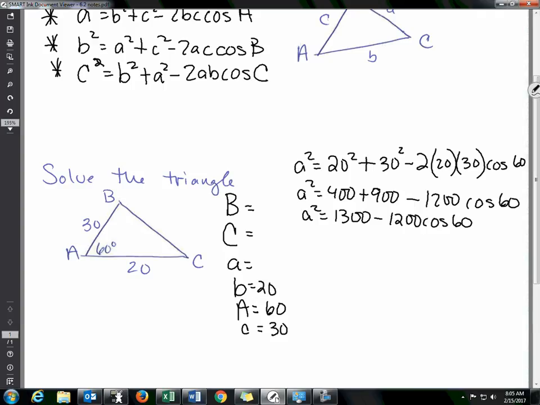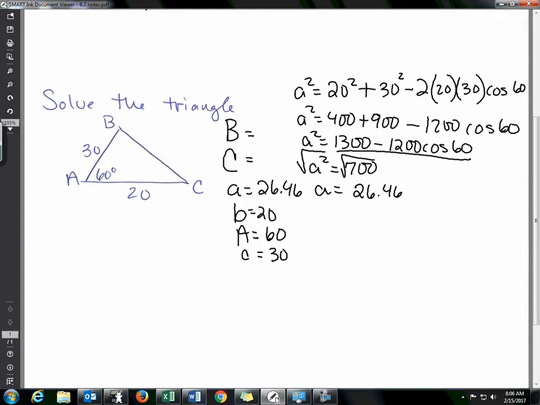So I'll put all this into the calculator: 1300 minus 1200 cosine of 60. That's 700, so a squared equals 700. Now you take the square root. a equals the square root of 700, which is 26.46. We needed that because I can't solve for big B without little a for the middle formula. Now I can solve for B, and then use the principle that given two angles, I can find the third by subtracting their sum from 180.